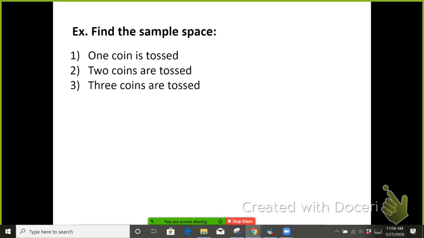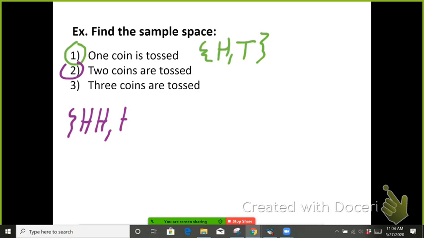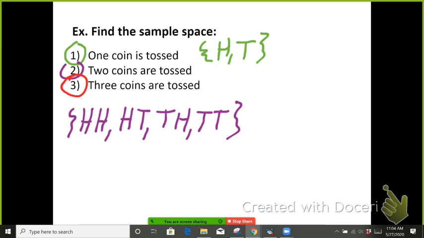Alright, so let's practice finding sample spaces first. So if one coin is tossed, that was in the previous slide, just H, T, heads and tails. Okay, we use those brackets to represent the sample space. Alright, if you flip a coin twice, now there's 4 different outcomes. Could be heads, heads; heads then tails; tails then heads; or tails, tails. Alright, so 4 different outcomes there. 2 ways to flip the first coin, 2 ways to flip the second coin.